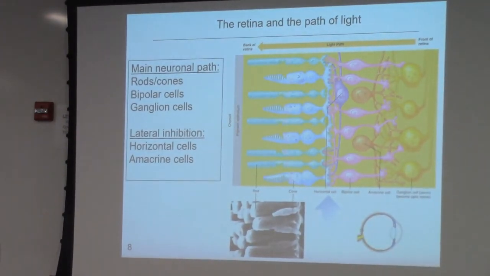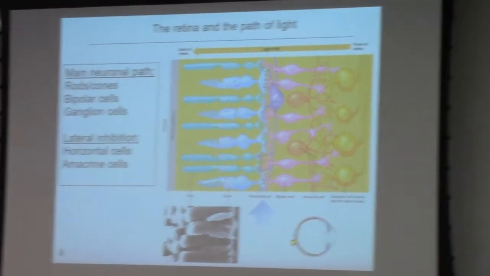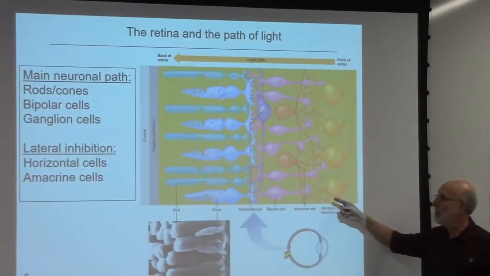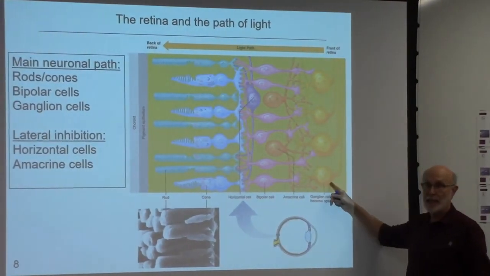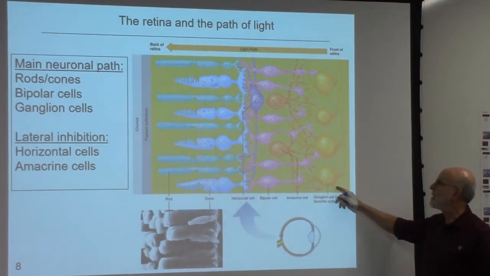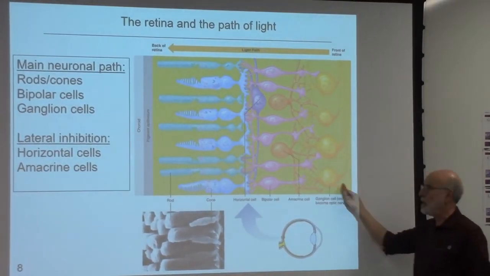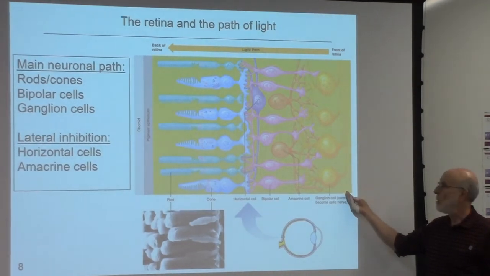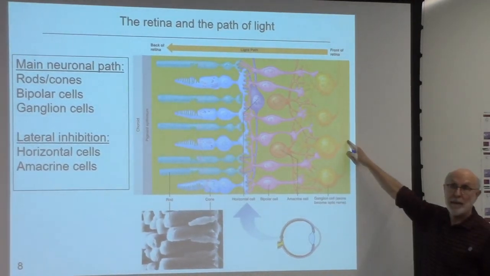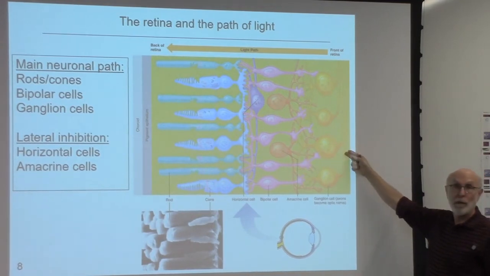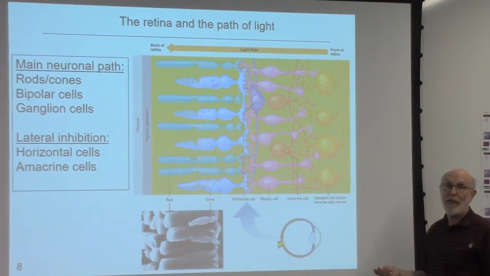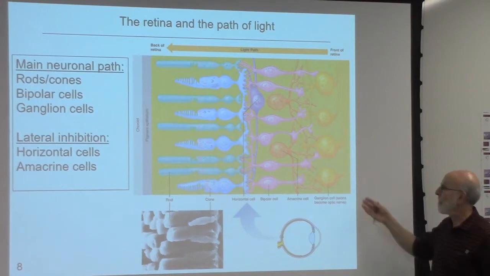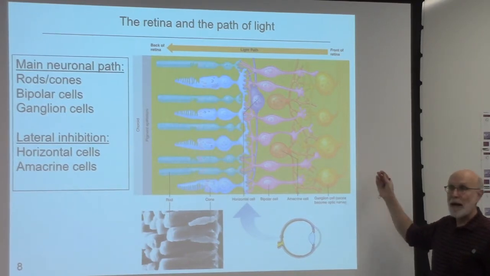The next cell in the through pathway for light: photoreceptor cell, bipolar cell, ganglion cell. Ganglion cells are on the inner aspect of the retina, and they have axons. And these axons will form the optic nerve to carry the information from the retina to the thalamus in the brain. So that's the through pathway.